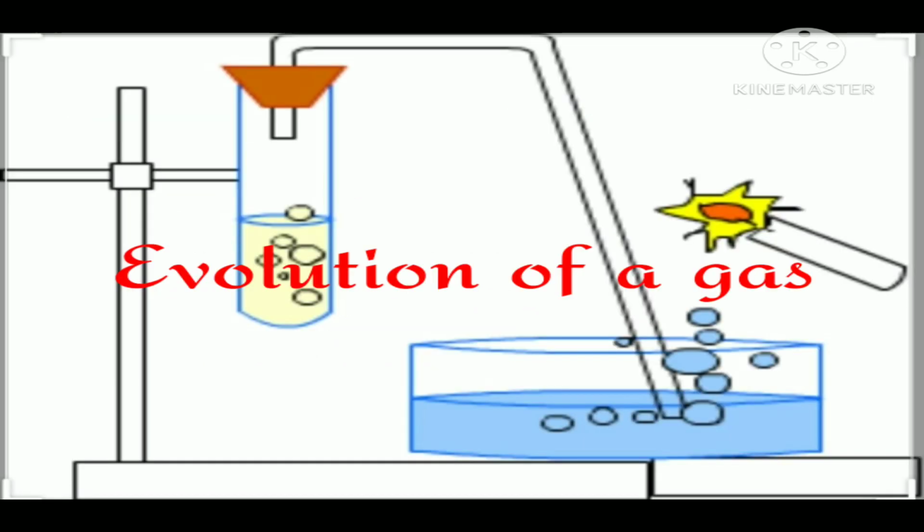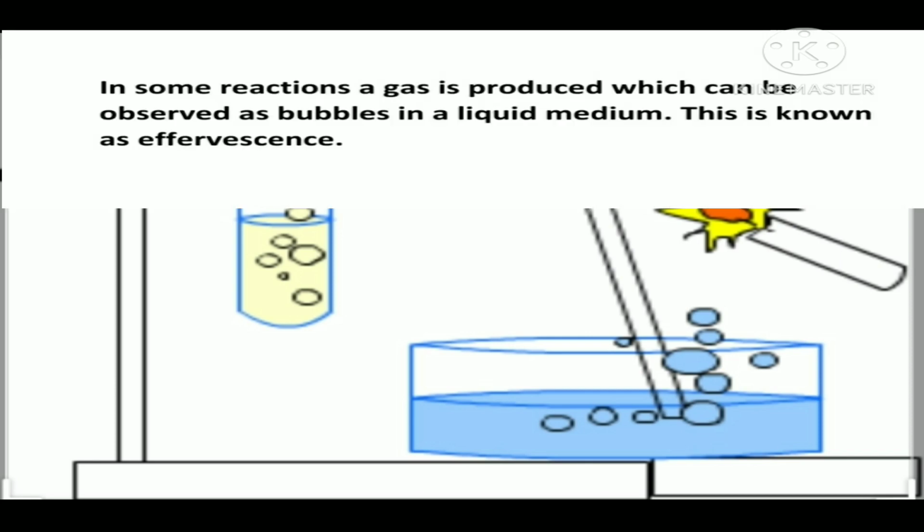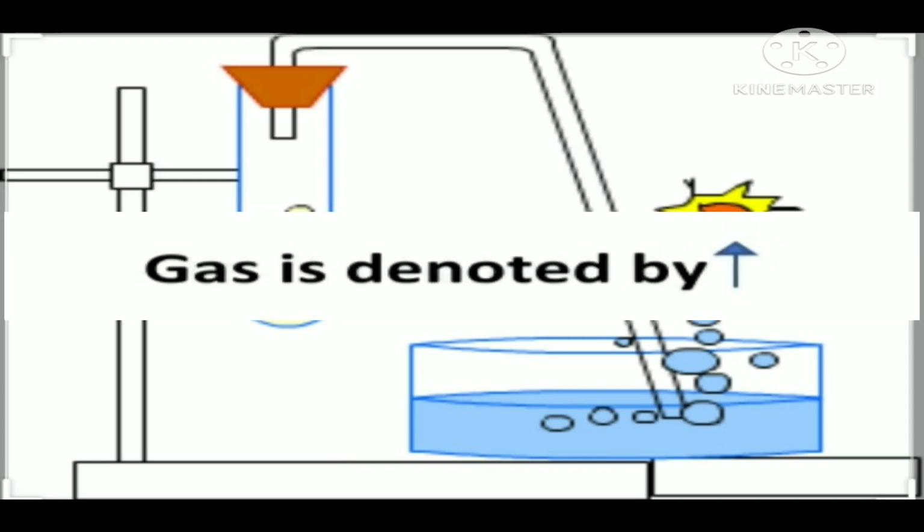The first characteristic is evolution of a gas. Some chemical reactions are characterized by the evolution of a gas. If this reaction is carried out in a liquid medium, the gas produced or evolved can be seen as bubbles in the liquid. This is known as effervescence. The evolution of a gas is represented by an upward arrow. Let's see some examples.